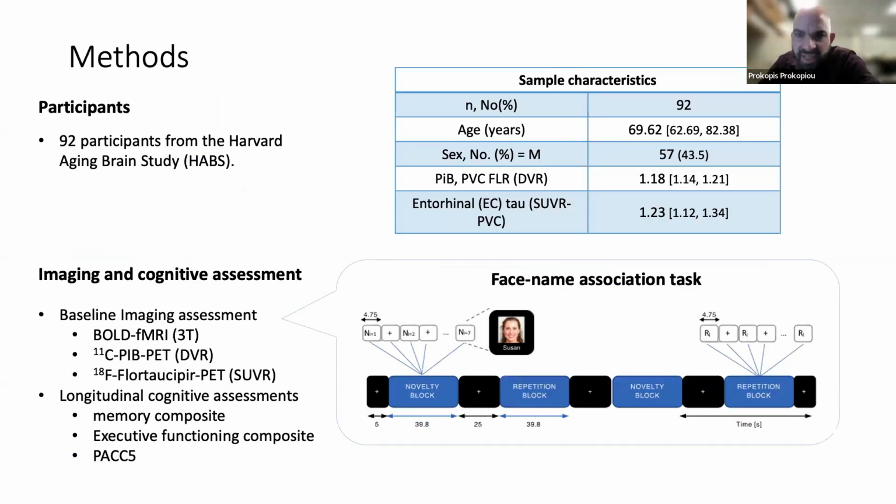To investigate this, we use data from the Harvard Aging Brain Study as before, collected from 92 participants. But in addition to fMRI, amyloid PET, and longitudinal cognitive data, for these participants we also had tau PET data. Amyloid was measured as before with PiB, and tau PET in this case was measured with flortaucipir. For cognitive assessments, we had available a memory composite, an executive function composite, and the PACC, the preclinical Alzheimer's disease composite score.